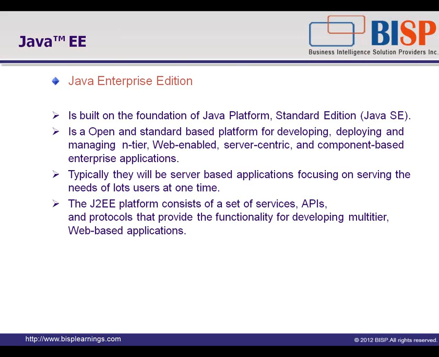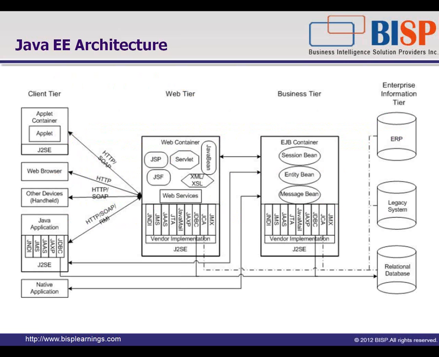This is the architecture of J2EE. We have a client tier, a web tier, a business tier, and the last one is the enterprise information tier. As you can see in the picture, in the client tier we have an applet, a web browser, and maybe other devices like a mobile phone, or I can use a Java application.